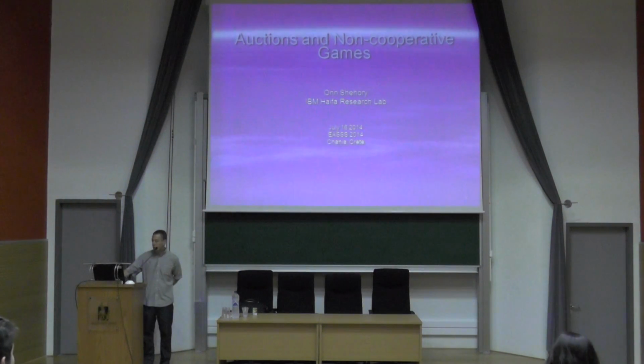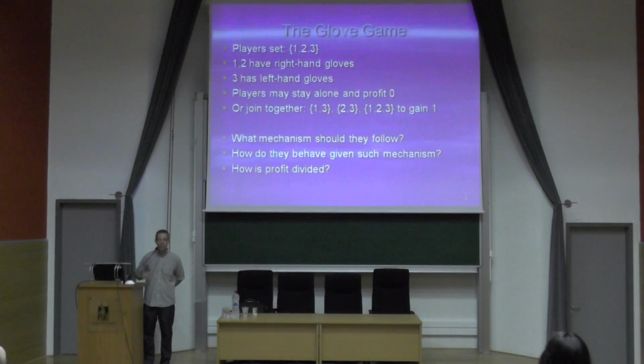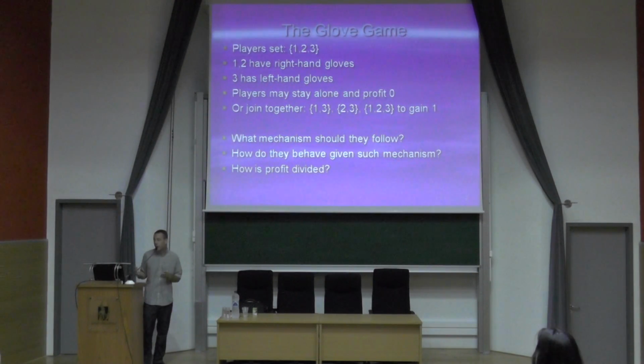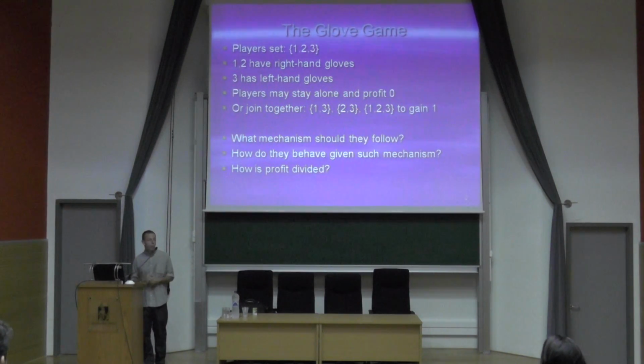So let's start this way with a game. Actually, this is a cooperative game, not a non-cooperative game. It's called the glove game. It's well known in the art. And what you see here is a game where you have three players, 1, 2, and 3, those are the names. And 1 and 2 have a right-hand glove. Number 3 has left-hand gloves. And of course, each single glove has little value, but once you pair them up, they have much more value.